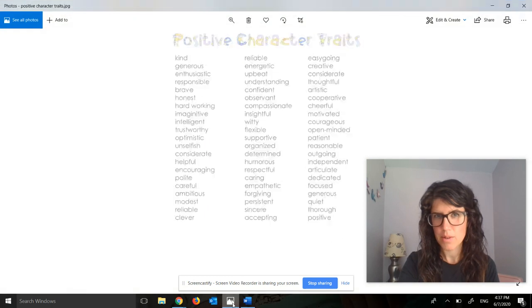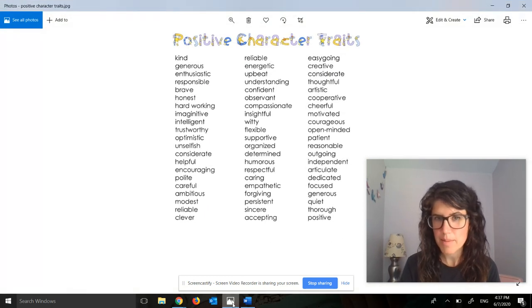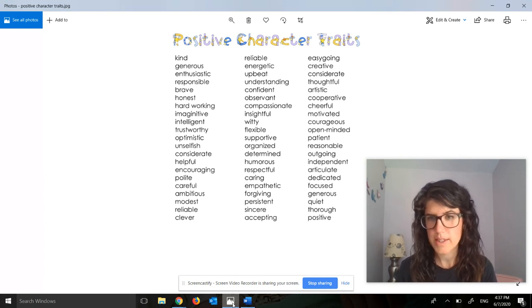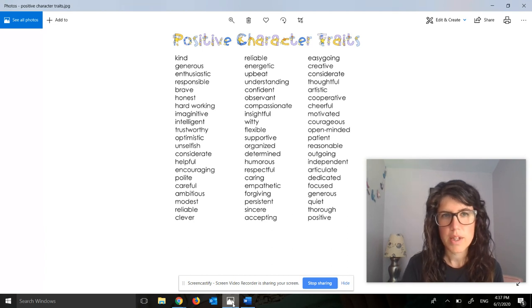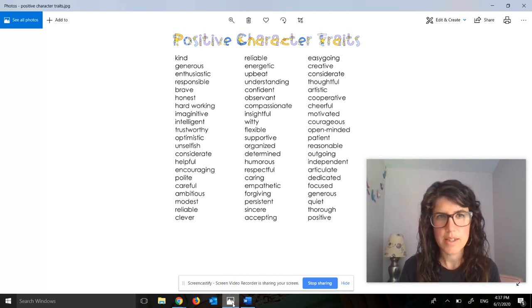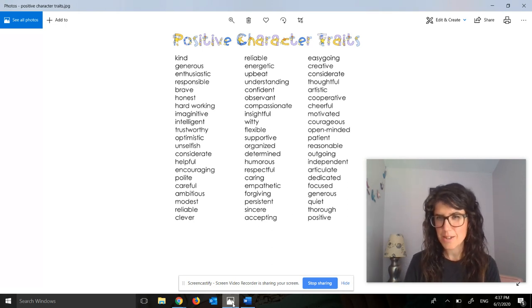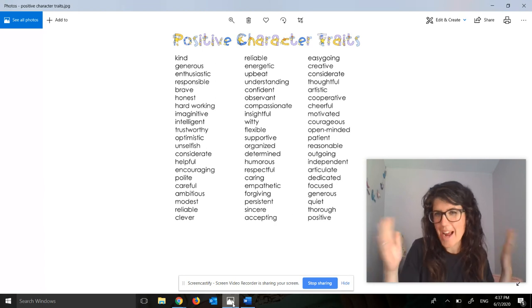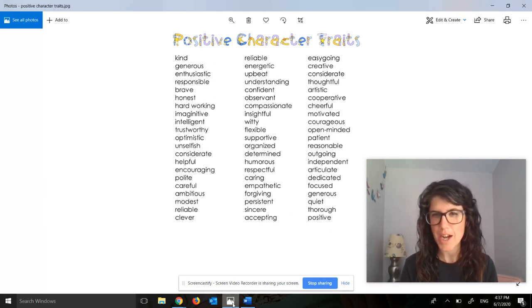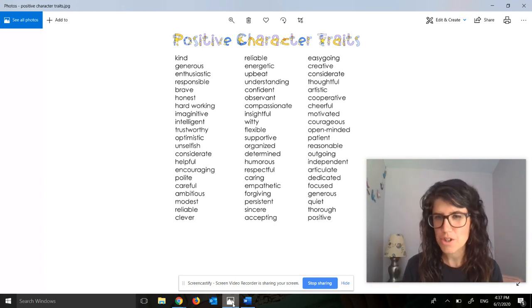But I have this list of positive character traits that I'm also going to look through, and you have this also, just to see if there are any other words that I think really fit Stella the best. So I'm going to read from the top: kind, generous, enthusiastic. I don't think Stella is particularly enthusiastic. Enthusiastic means you're really excited and you're happy about everything and you're ready to give everything a try. I think that's a wonderful character trait. I can think of some kids in our class who are enthusiastic. I don't think Stella is enthusiastic, so I'm not going to choose that for her.